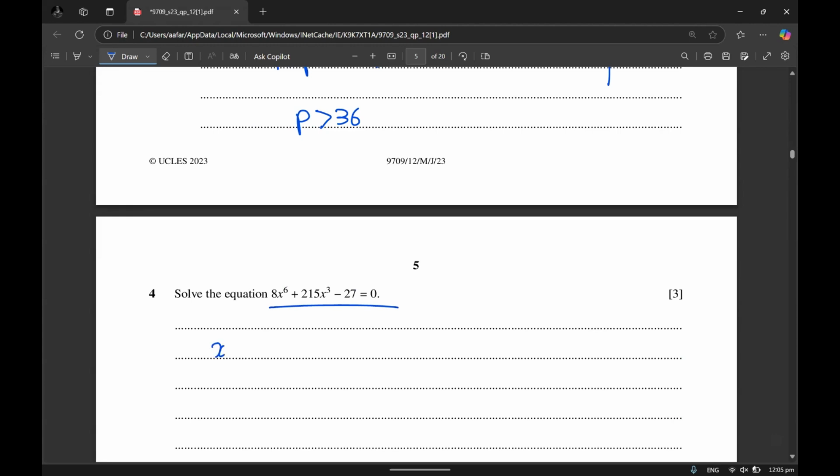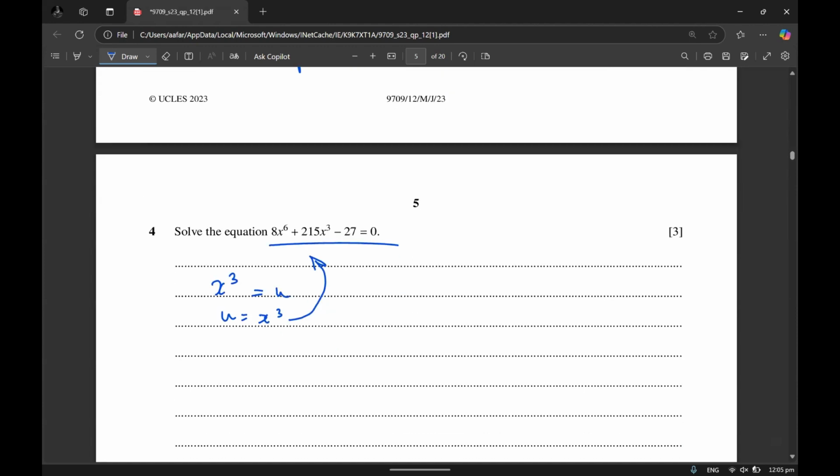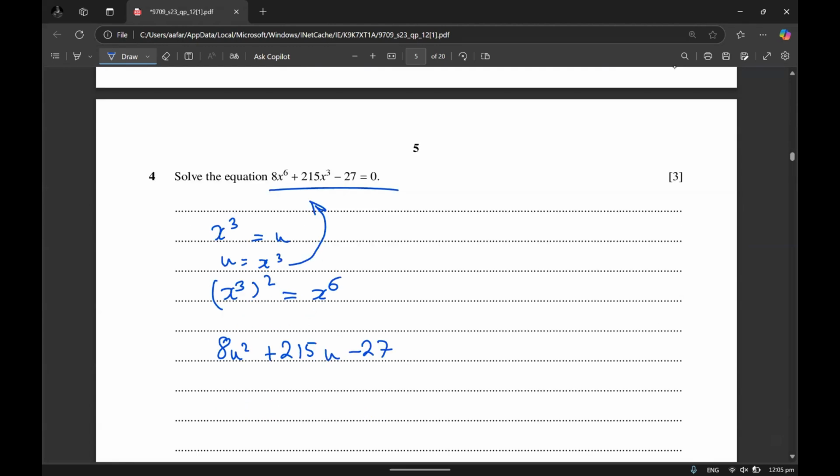So we say x cubed is equal to u, or u is equal to x cubed. Now we substitute that over here. If you square x cubed, you get x to the power 6, right? So there will be 8u squared, and then x cubed is u. Now we just need to solve this.